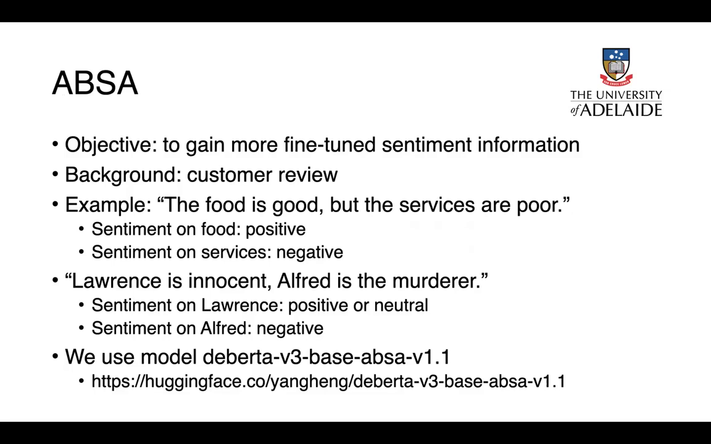The third method we investigate is ABSA, aspect-based sentiment analysis. The goal of ABSA is to gain more fine-tuned sentiment information than CSA. It is usually used in customer review analysis. For example, if one customer leaves the review, "the food is good, but the services are poor," then the sentiment on food should be positive, while sentiment on services should be negative.